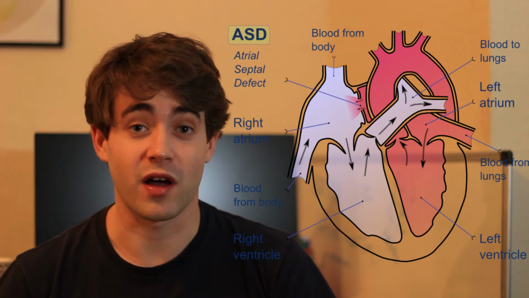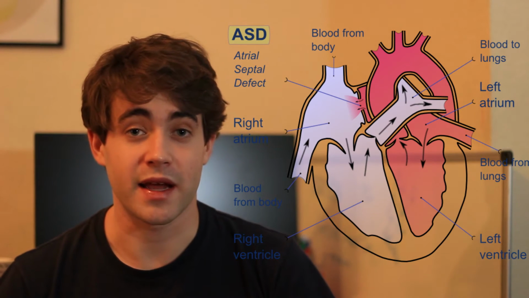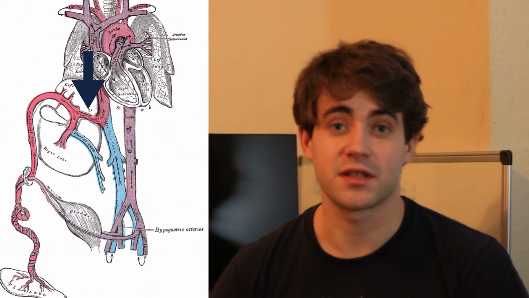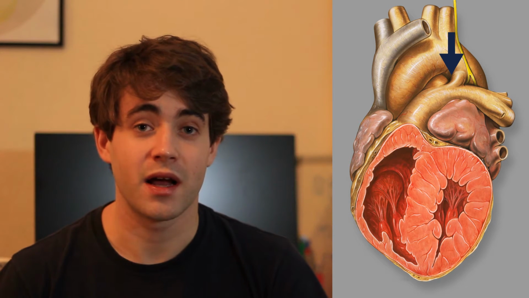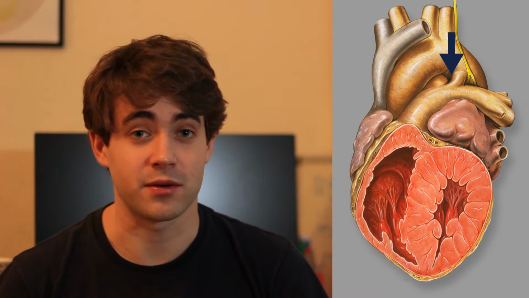Now, when we're talking about fetal circulation, there's three important structures that we need to talk about. The first one of those is the foramen ovale, which is the hole in between the right and left atrium. The second one of those is the ductus venosus, which is the vessel that connects the incoming umbilical vein into the inferior vena cava. And the third one of those is the ductus arteriosus, which connects the pulmonary artery into the arch of the aorta.